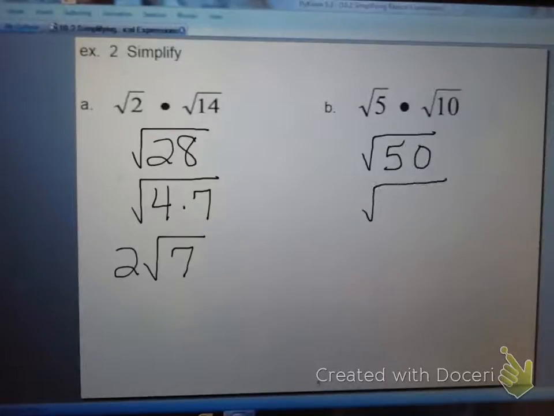Example B, I'm going to multiply these two together, get square root of 50. Now, I am going to try to find what is the largest perfect square that goes into 50? 25. 25 times 2. Notice I always put the perfect square first. Square root of 25 is 5, so it comes out of the radical, and square root of 2 cannot be simplified, it stays inside the radical.